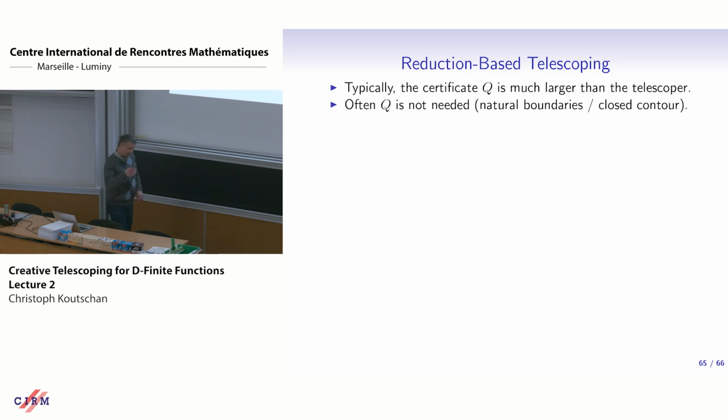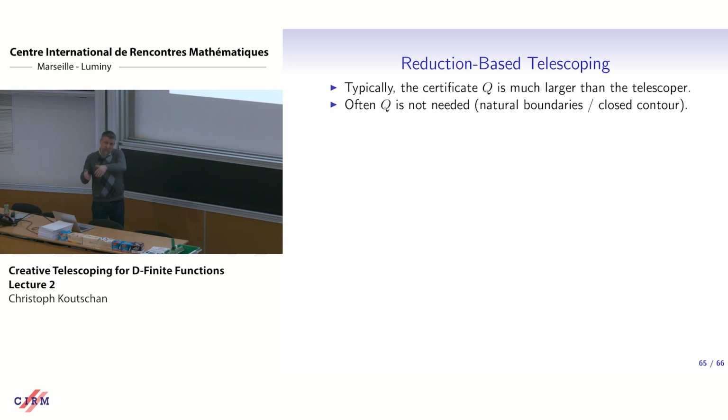But let me tell you how you can use such a reduction to compute telescopers. And this whole approach is motivated by the fact that in many cases, and we have seen in the example, this certificate part, Q, is much, much bigger than the telescoper. Like in the Zeilberger problem, the telescoper was 1 and Q was a whole page of thing.